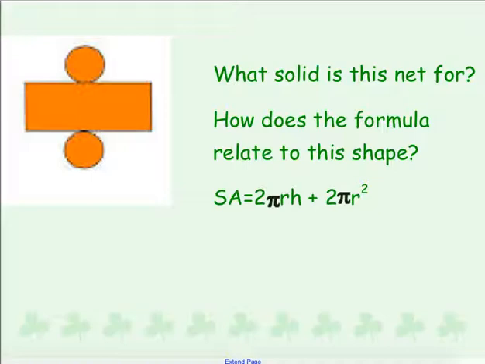and if we are given a net, this is actually a cylinder. Okay, you can see we have our two circles for the top and bottom of our cylinder connected with a rectangle, kind of like a label around a soup can.